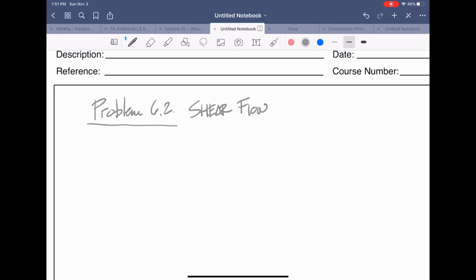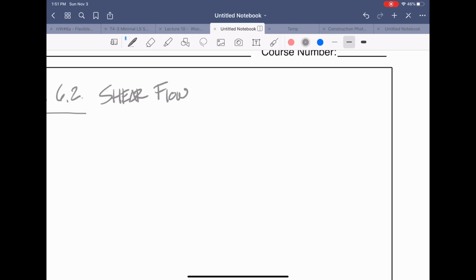So, in this problem, what we have is an I-beam. And they call it an I-beam because it looks like an I-shaped beam. Pretty cool, huh?